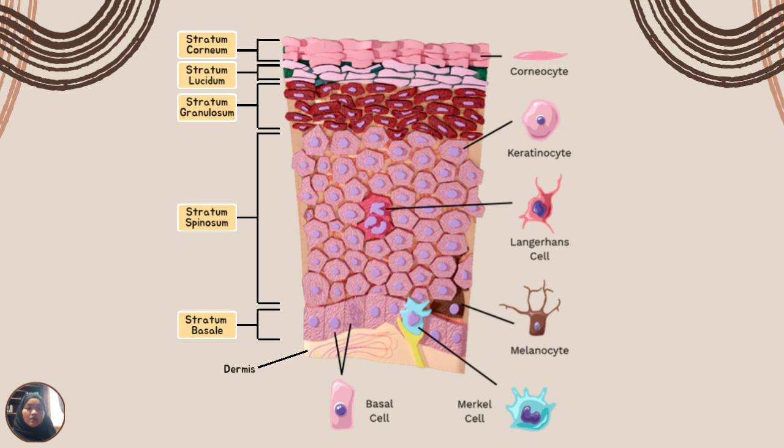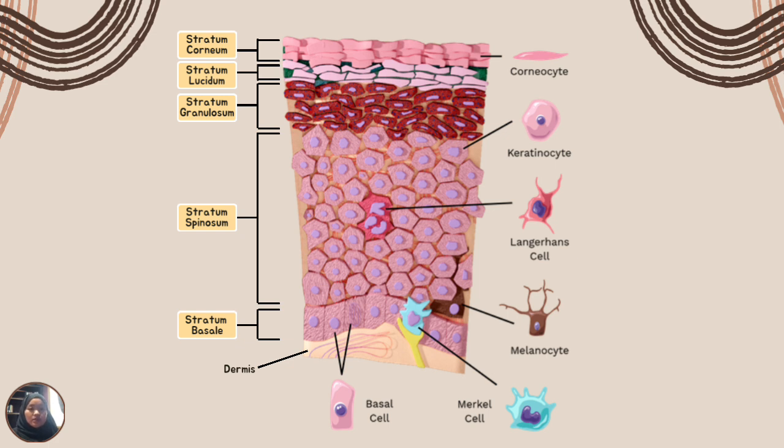Now let's start with explaining the stratum basale. The stratum basale is the deepest layer, containing the stem cells for the skin, while the stratum spinosum has a spiny-shaped appearance, and this is where keratin synthesis begins. The stratum granulosum is filled with keratohyalin granules, whose function is to generate large amounts of keratin, and lamellar granules, which prevent water loss from the body by releasing a water-repelling glycolipid.